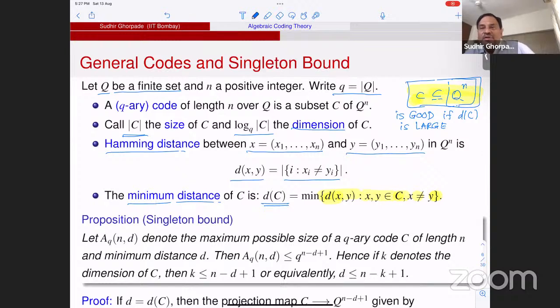Okay. Why do you want it to be large? Because the general thing is that if the minimum distance is d, then C can correct up to (d minus 1)/2 errors. Okay, or maybe the integer part of that.